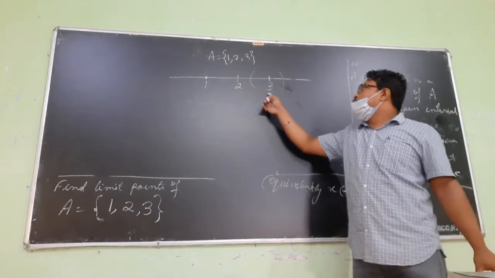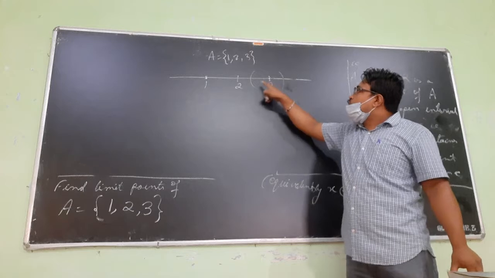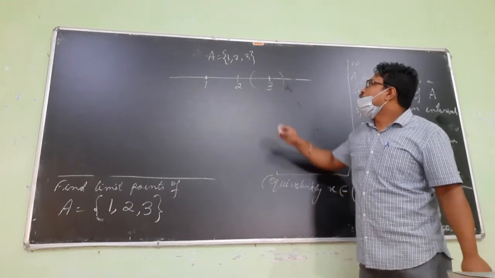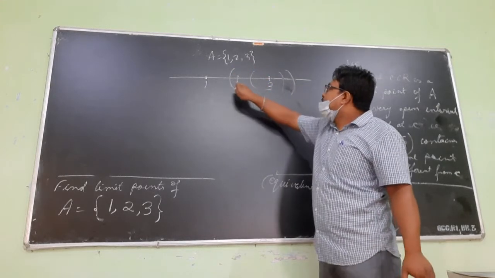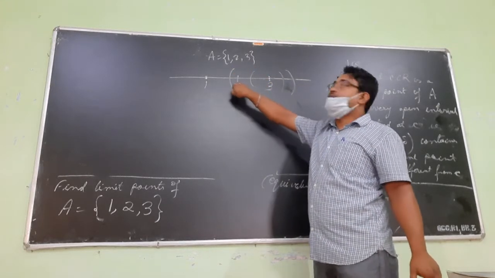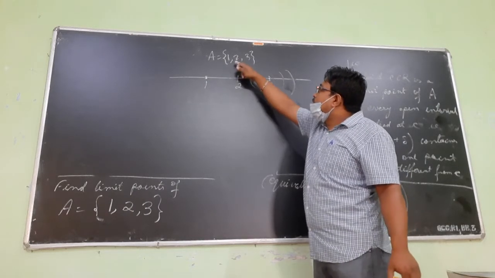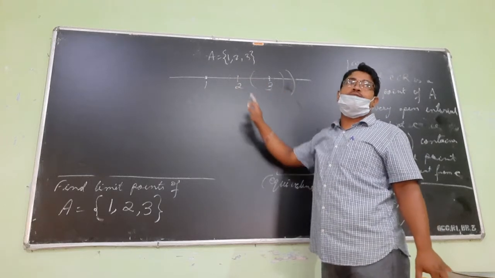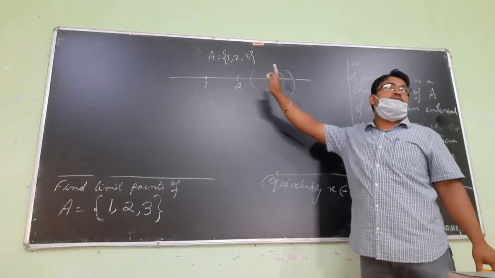So if it is a limit point, every open interval centered at this point should contain at least one point of A other than C. So this is not happening. If I take this open interval, then it contains the point 2. But if only one interval satisfies, we cannot conclude anything. Every open interval centered at C should satisfy that condition.